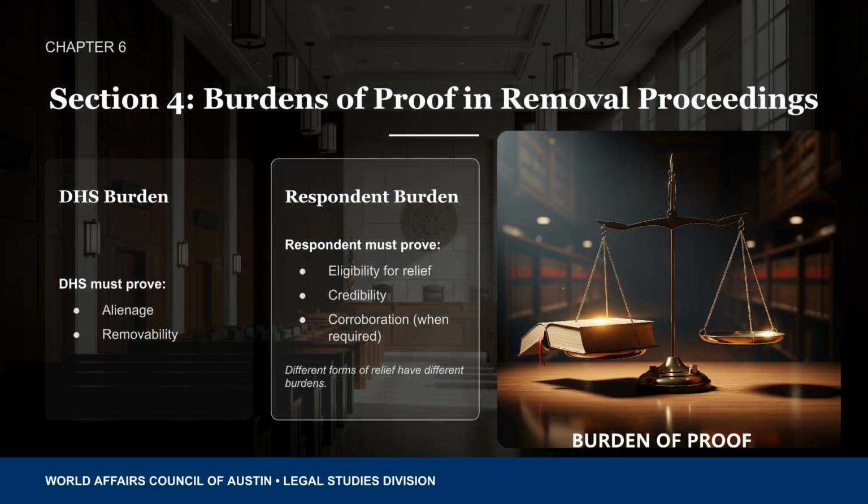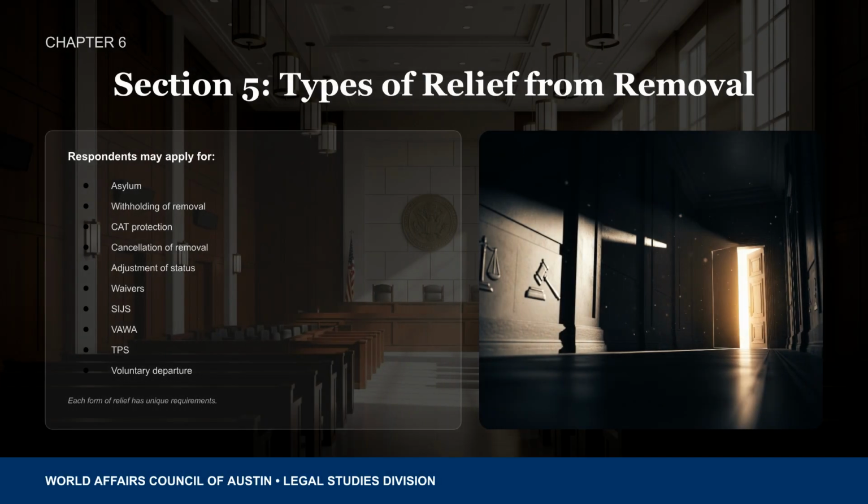DHS must prove alienage and removability. The respondent, however, must prove their eligibility for relief, credibility, and corroboration when required. Different forms of relief carry varying burdens. Respondents have several options for relief, including asylum, withholding of removal, Convention Against Torture Protection, cancellation of removal, and adjustment of status. Other options include waivers, SIJS, VAWA, TPS, and voluntary departure. Each form has unique requirements.